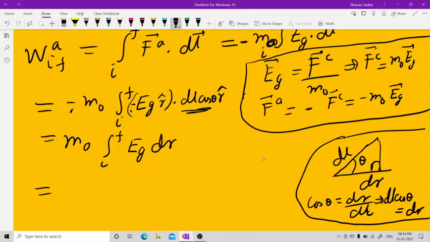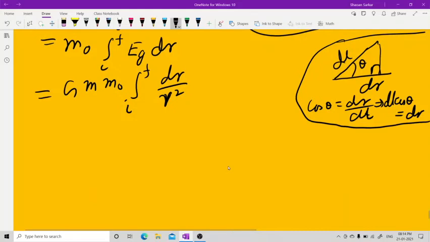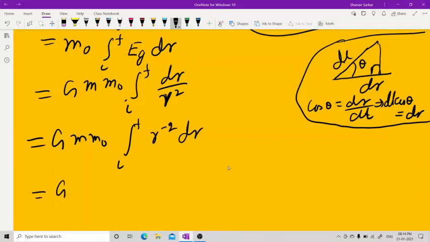Now if you put the values of just the modulus value, this is g m naught initial to final dr upon r square. Now the same integration as I did in the earlier part. I will do the integration here for you: g m naught initial to final r to the power minus 2 dr. So this is g m naught.